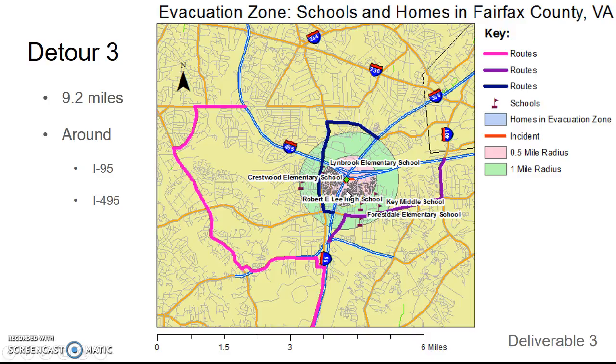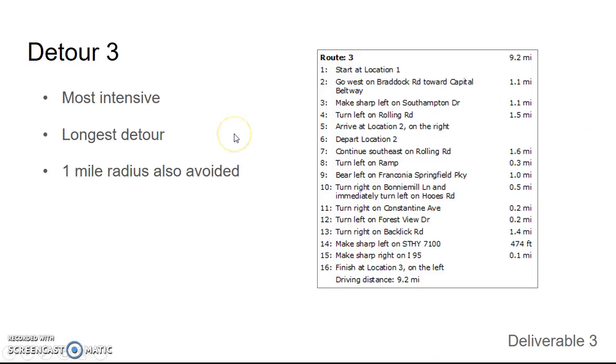And after keeping people out of the incident site, the next problem to attack is going to be getting people into the shelters, because they cannot stay in their homes with that much explosives nearby. Again, this is just some details on Detour 3 and about the directions and about how it avoids the entire danger zone and evacuation zone, and it's the longest and most intensive. So that's one that there's going to be a lot more police efforts in maintaining because of how much ground it covers and the amount of turns involved.